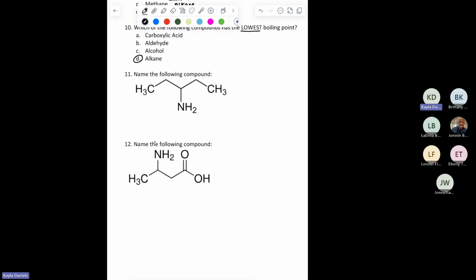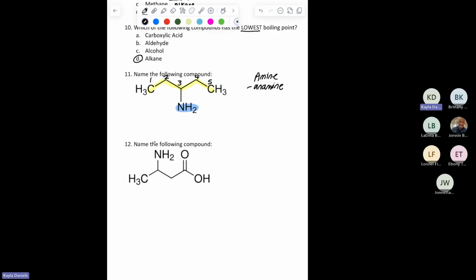Number 11, we're naming again. So we're just following those steps. I see a nitrogen without a double bonded carbon. So this is an amine. And the suffix is going to be -amine. All right. And then next step, longest chain, and numbering it. It's right in the middle, so it doesn't matter if we go forward or backwards. But we'll just go forward because why would we make it more complicated if we don't need to?